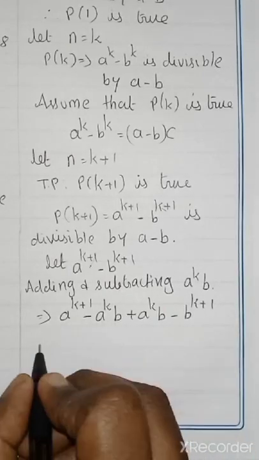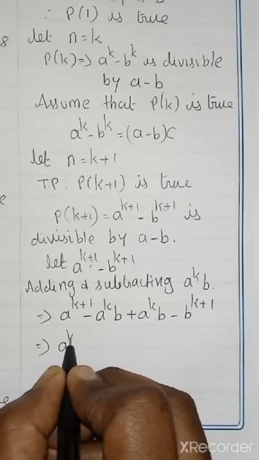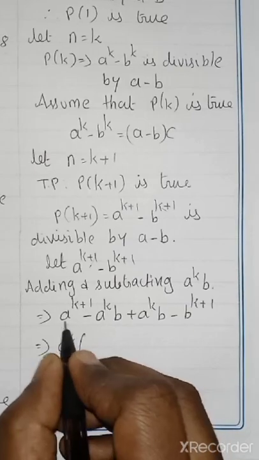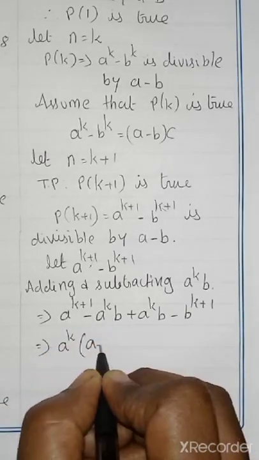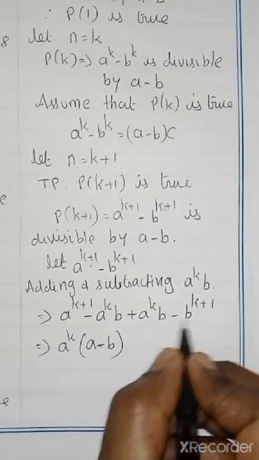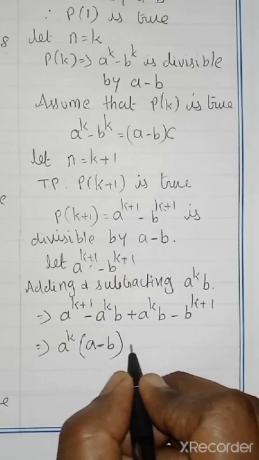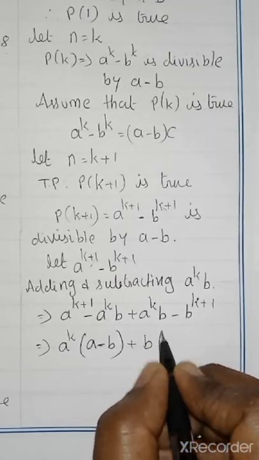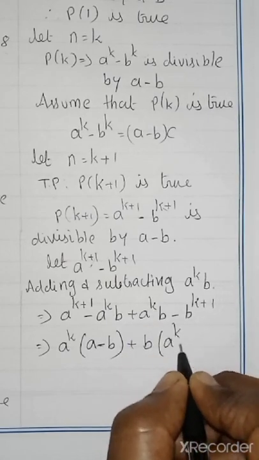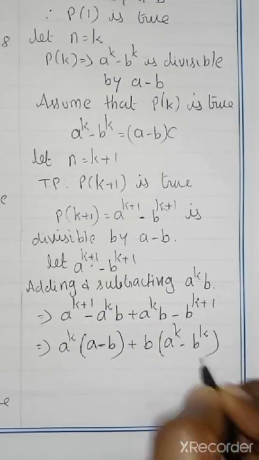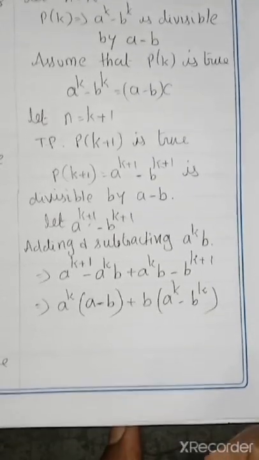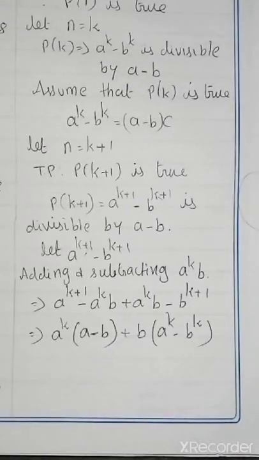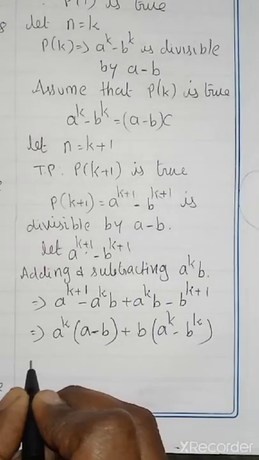Now with these two terms, can we take a power k as common? So what will be remaining? Here one a, here one b. So a minus b. Similarly here we can take b common. So if I take b common, what will be remaining? A power k minus b power k is remaining. Is that clear? Okay.